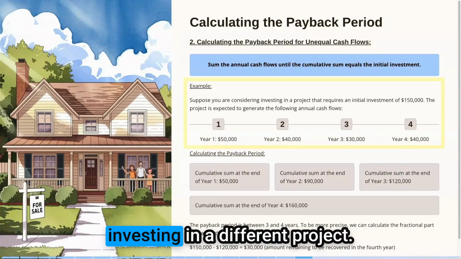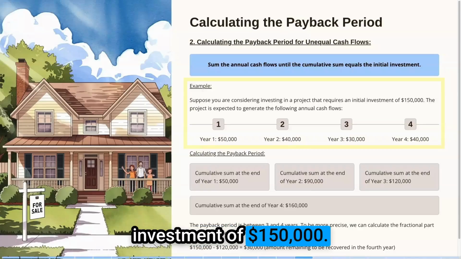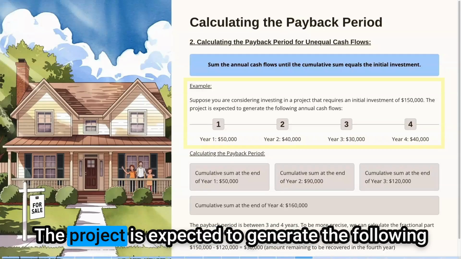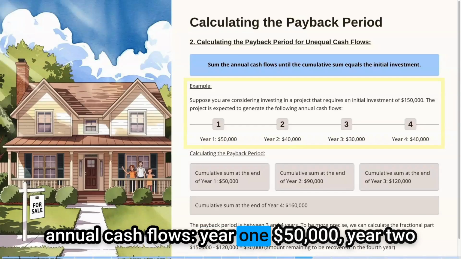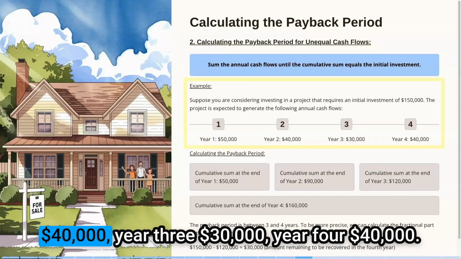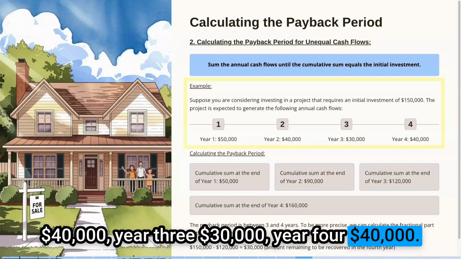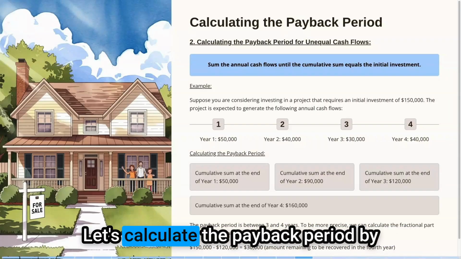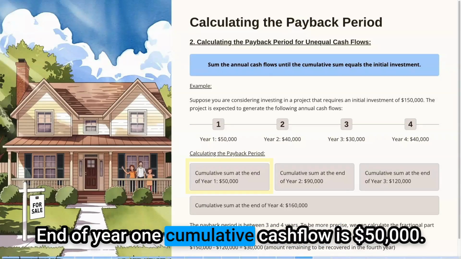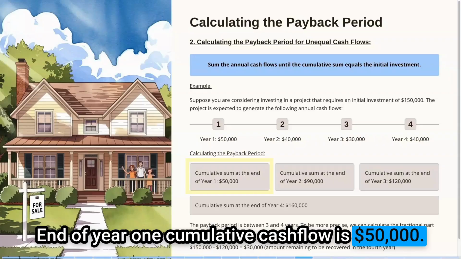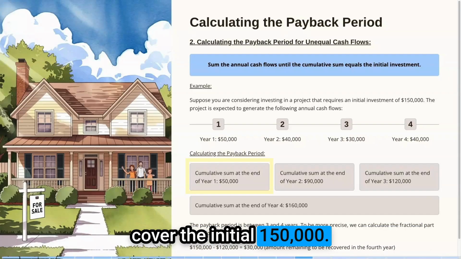Example with unequal cash flows. Suppose you are considering investing in a different project. This one requires an initial investment of $150,000. The project is expected to generate the following annual cash flows. Year 1, $50,000. Year 2, $40,000. Year 3, $30,000. Year 4, $40,000. Let's calculate the payback period by looking at the cumulative cash flow. End of year 1. Cumulative cash flow is $50,000. Still need $100,000 more to cover the initial $150,000.